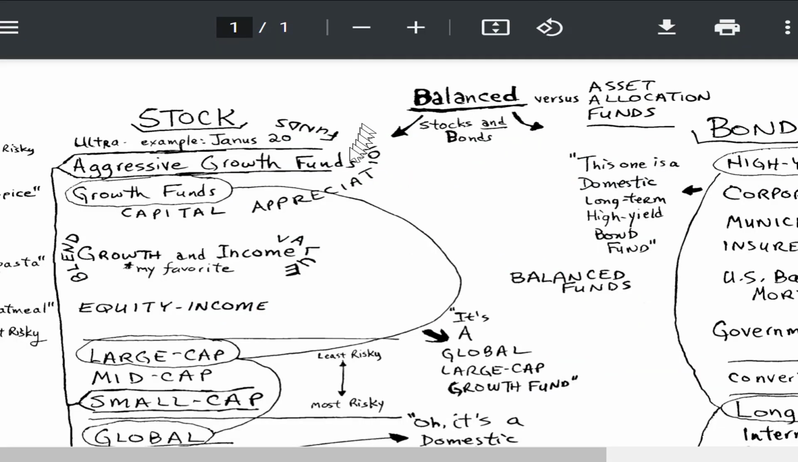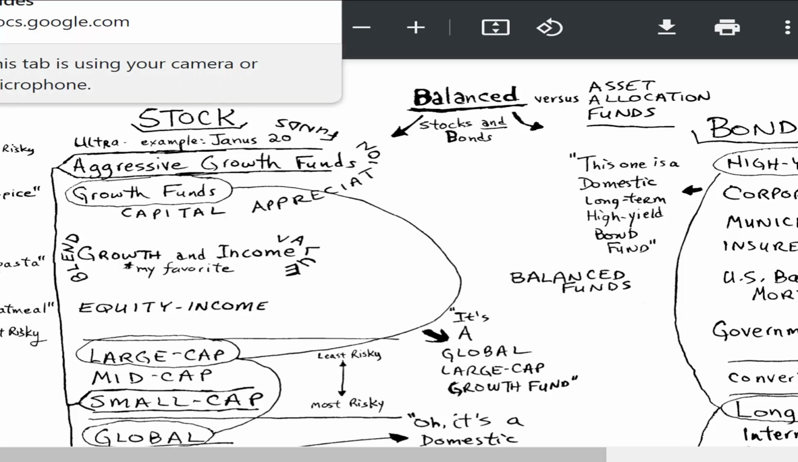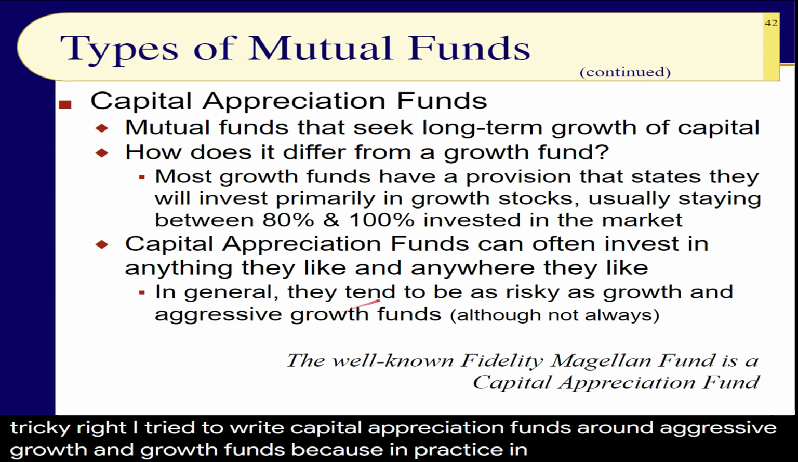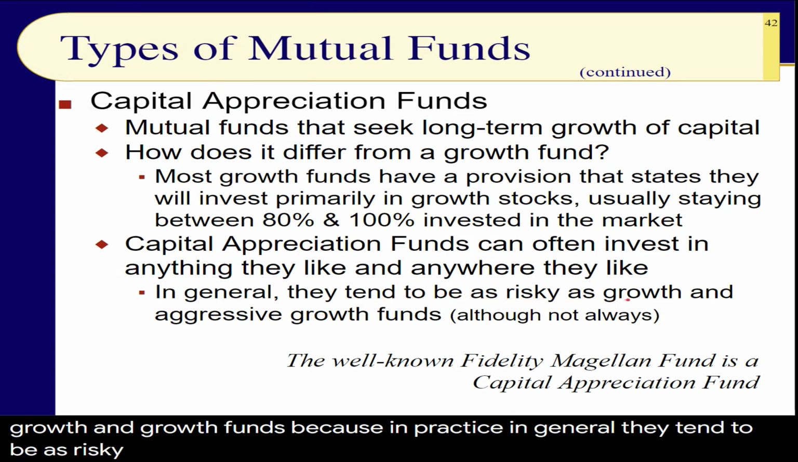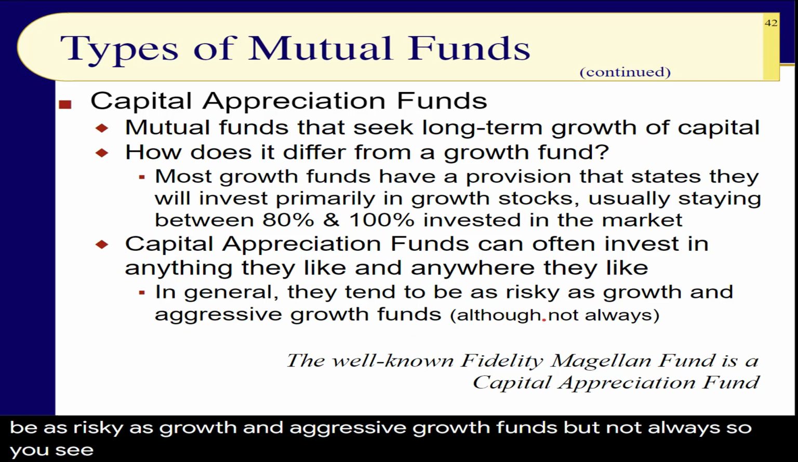So if you look at our Scramble sheet, you'll see that I tried to, this is where it gets tricky, right? I tried to write capital appreciation funds around aggressive growth and growth funds, because in practice, in general, they tend to be as risky as growth and aggressive growth funds, but not always. So you see what you're up against?